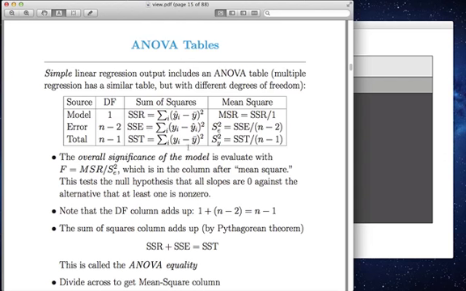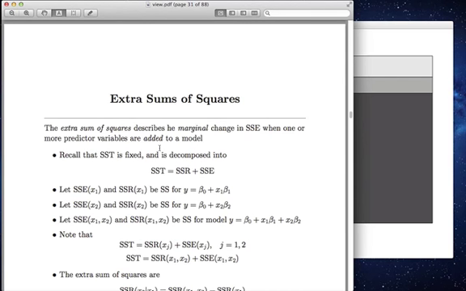Those two pieces are what the model does and what the model doesn't do. What the model does we call SSR, the regression sum of squares. What the model doesn't do we call the error sum of squares, or SSE. And these two add up to the total. With that said, let's go back to this slide.